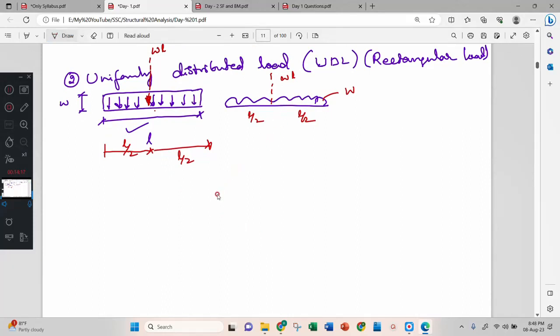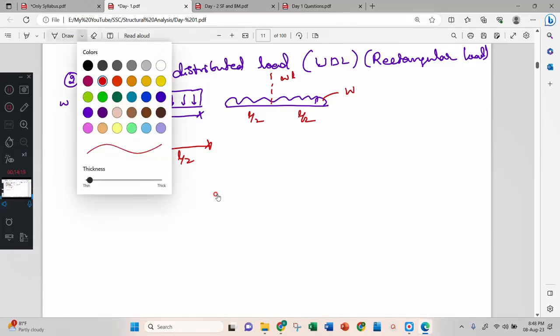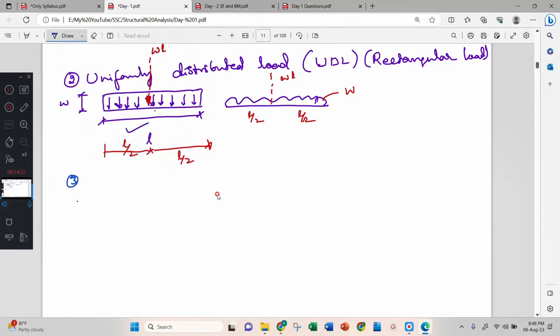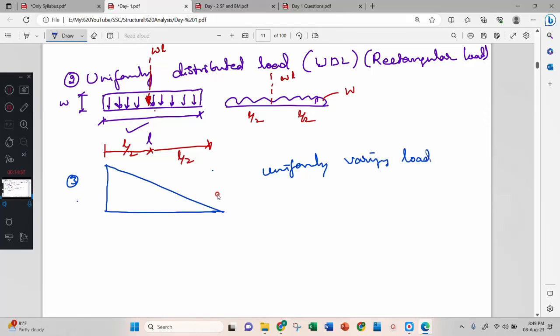Now coming to the third one, UVL, that is uniformly varying load, or UVL. Here this is also called triangular load. Why? Because the shape is in triangle form, a right angle triangle.